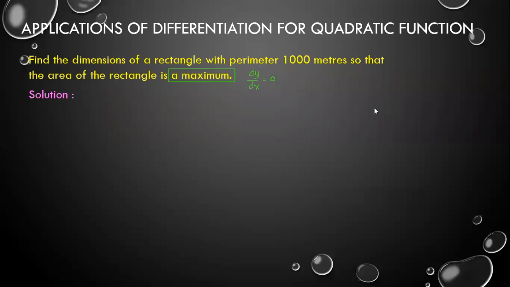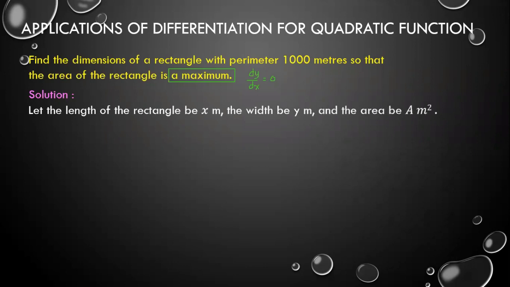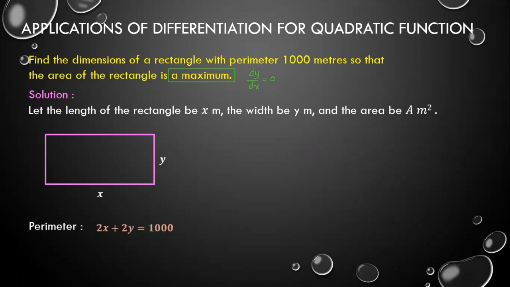Okay, now we go to the solution. Let the length of the rectangle be x meters, the width be y meters, and the area be A meters squared. This is the sketch of the rectangle with perimeter 1000 meters. The length is x and the width is y. As we know, the perimeter is 2x plus 2y equals 1000 meters.